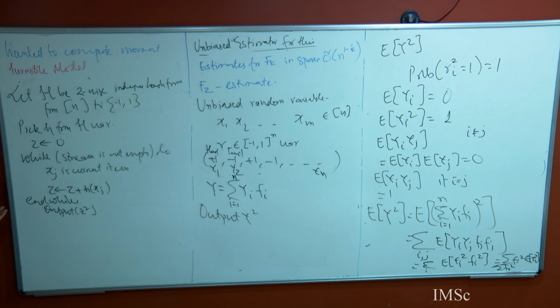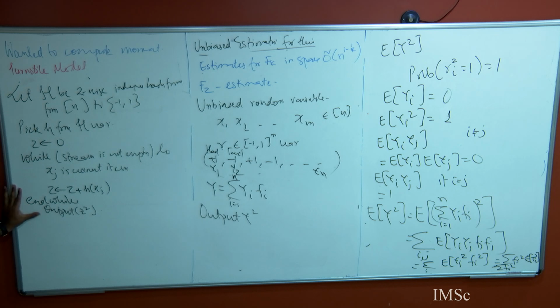How much space will it take? Log n space. But we need to compute its variance also, right? We have to also show its quality. We will say that its quality is quite good, so we don't have to repeat it n to the power 1 minus 1 by k times, but rather some polylog n times will be sufficient.